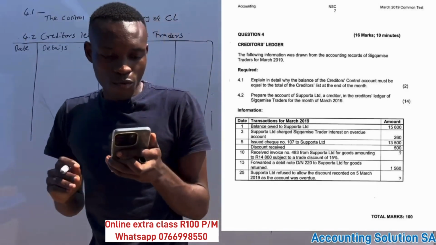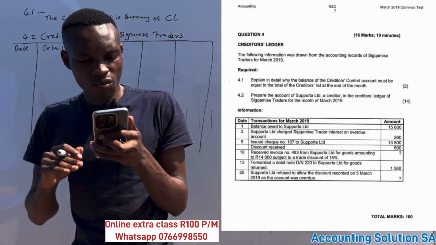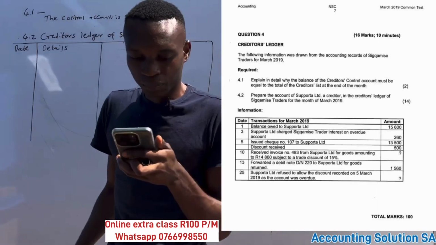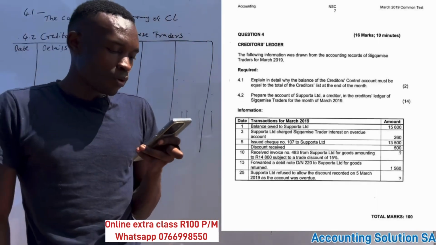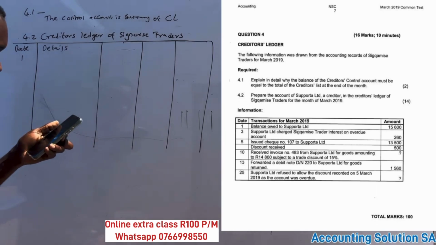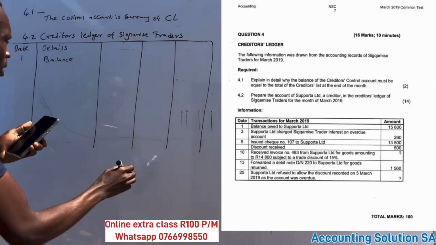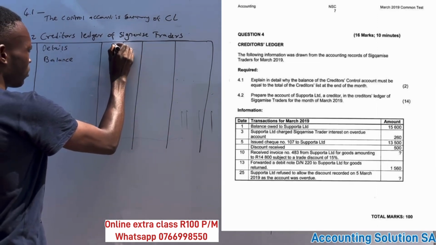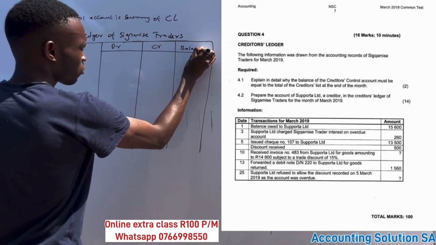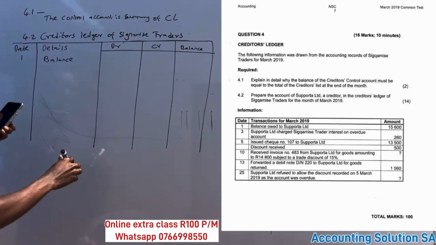Now for 4.2, prepare the account of Support Ltd, a creditor in the creditors ledger of CAPITEC Traders for the month of March 2019. Okay, information. We have a date and transaction. On the 1st, the balance. This side we're going to have a debit, and this side we're going to have credit, and we're going to have balance. We have to record the balance after each and every transaction that we do.